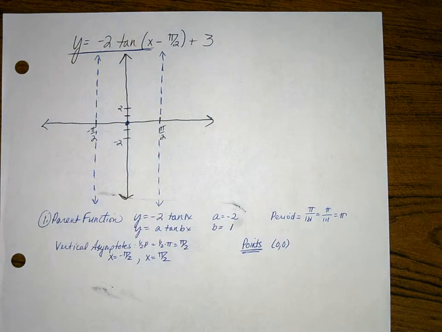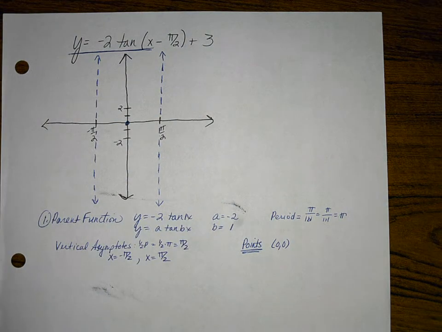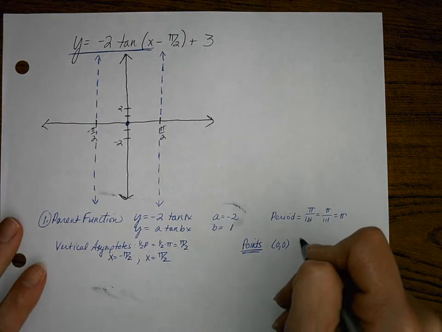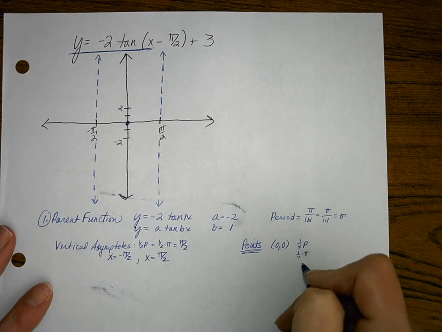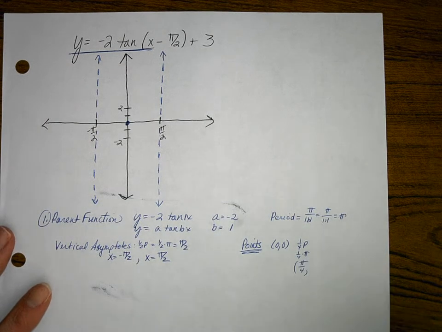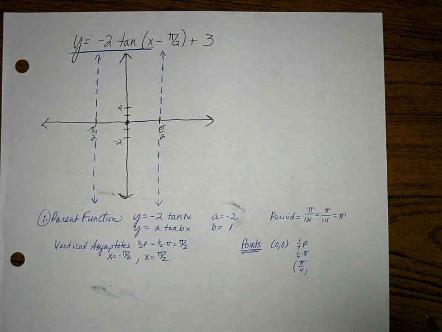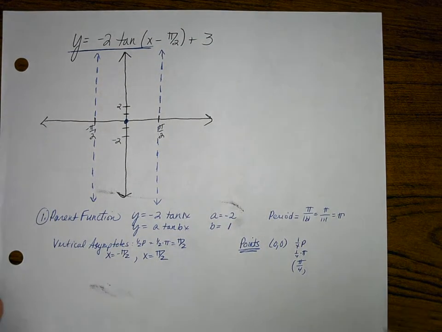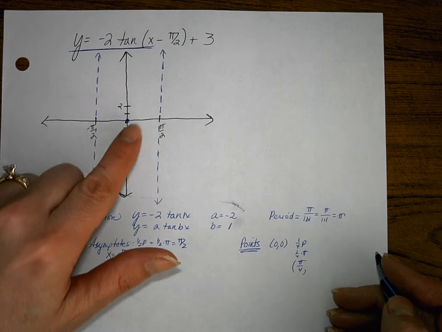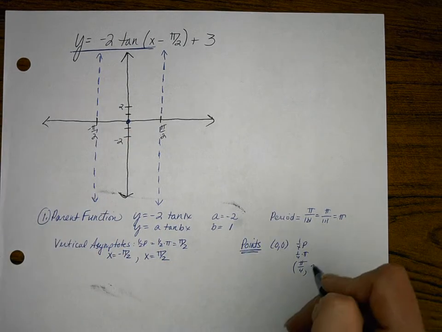Fantastic. All right. Is that good enough? I don't think so. Where are some other points? Okay, yep, at a quarter of the period. So a quarter of pi is going to be pi over 4. Now at pi over 4, where will I be? Okay, start out with the most basic thing before you move it. So at pi over 4, I should be at positive 2.